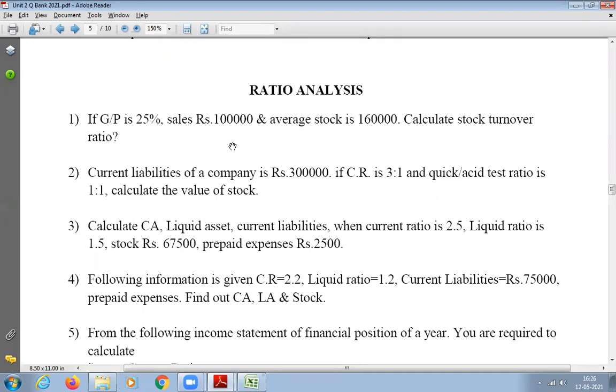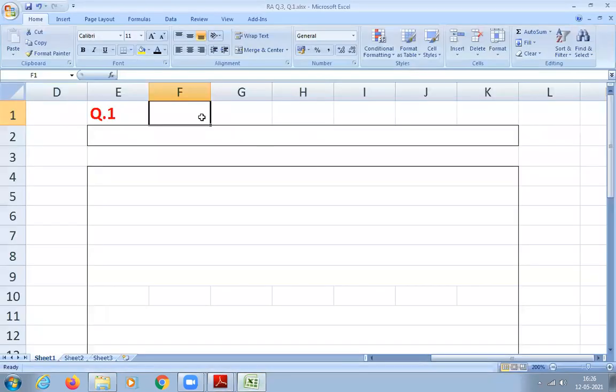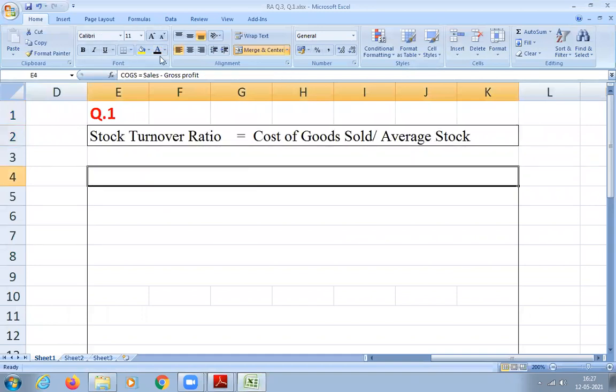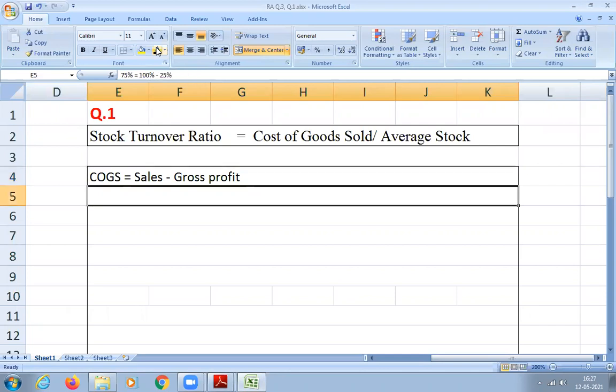So this question is very easy. If you calculate COGS, you can do the calculation because average stock is given directly. Nothing to worry about the average stock. Only thing is you have to calculate COGS from the given data. I know the formula is cost of goods sold divided by average stock, and COGS is equal to sales minus GP, or another way of writing is sales is equal to COGS plus gross profit. Clear? So COGS I don't know, but I know sales.